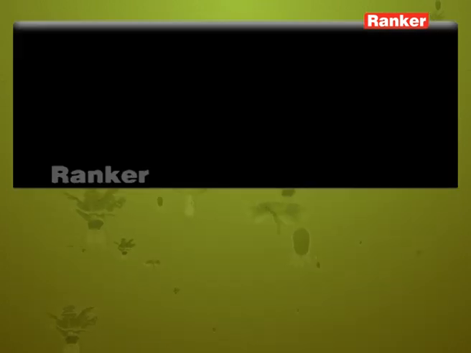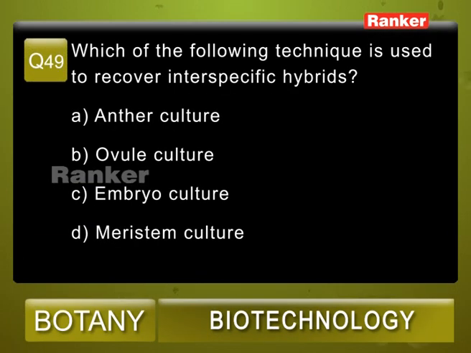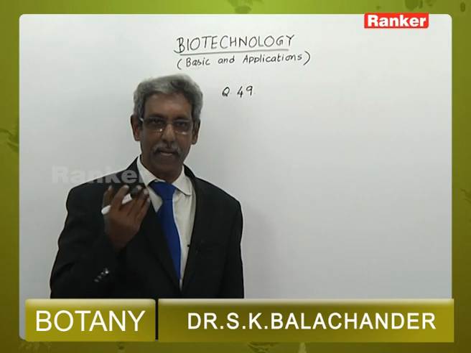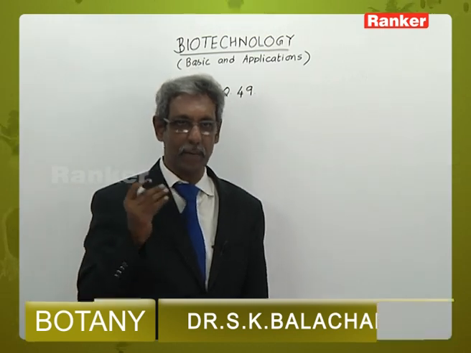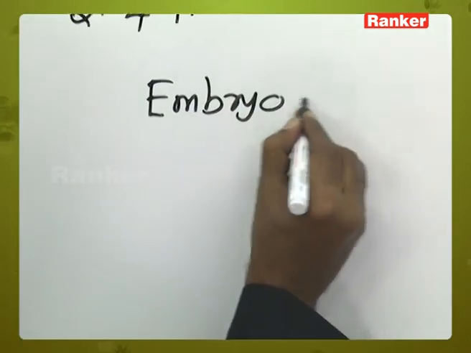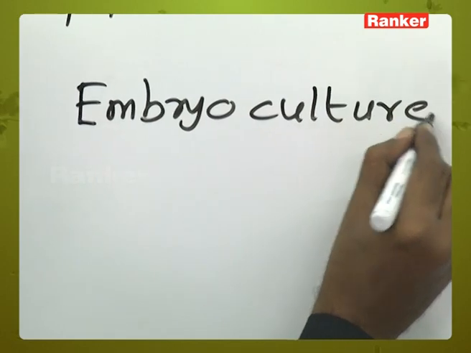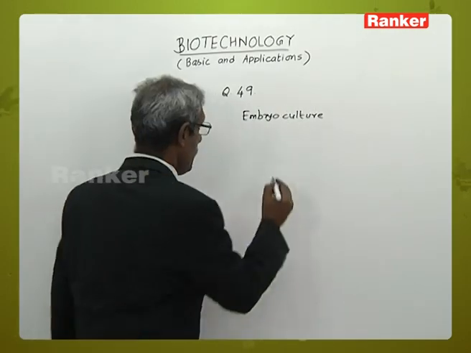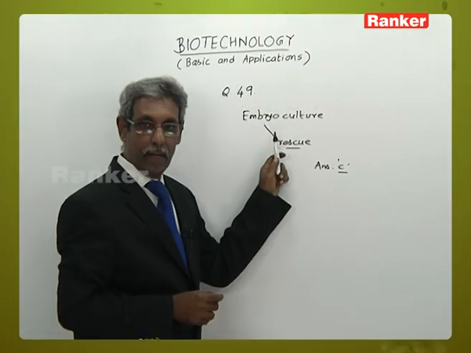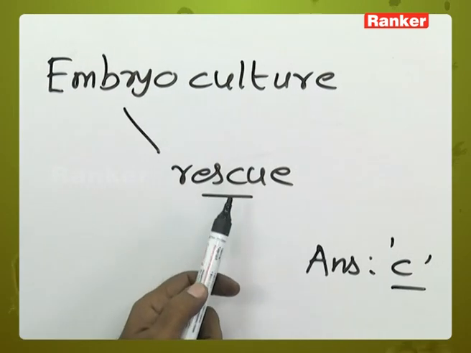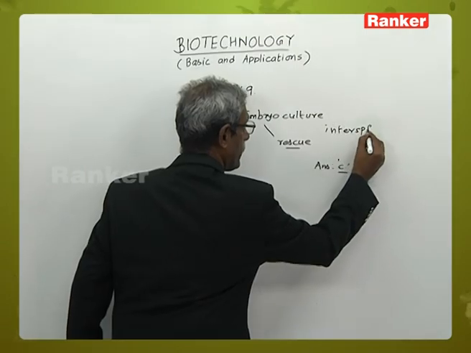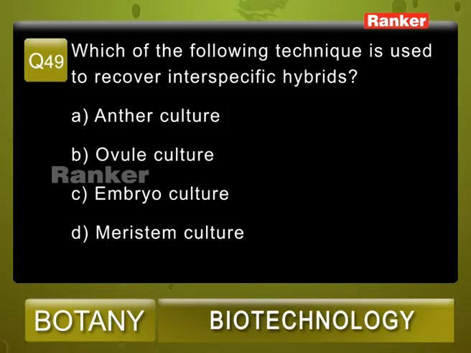Question number 49. Which of the following techniques is used for recovering of interspecific hybrids? Interspecific hybrids are predominantly recovered by means of a technique which is termed as embryo culture. When you culture embryos, you can rescue embryos. In embryo culture, you can recover or rescue interspecific hybrids. Hence, the answer is C.